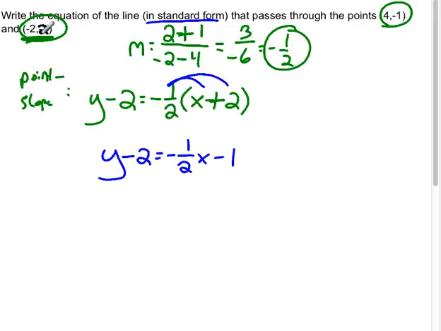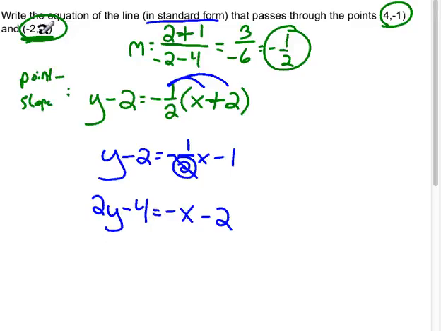All right. So now I see that I still have a fraction left in this mess, right? I see this 2 here. So I'm going to multiply absolutely everything by 2 to get rid of that denominator. So 2y minus 4 equals, now that's going to cancel, so I'll just have -x minus 2. I'll multiply everything by 2 in order to cancel out that denominator. All right?